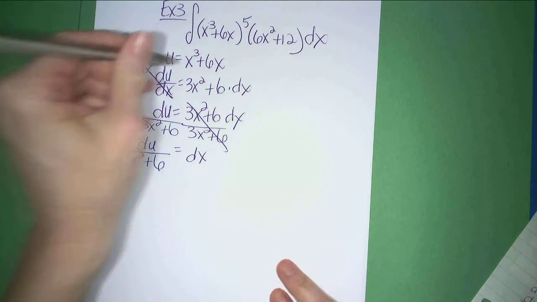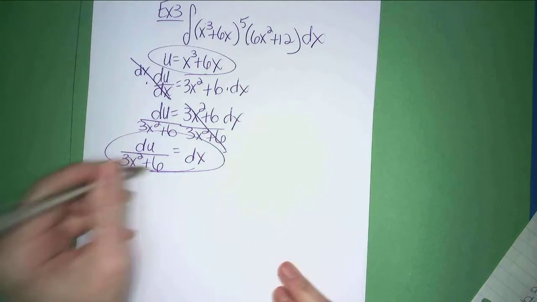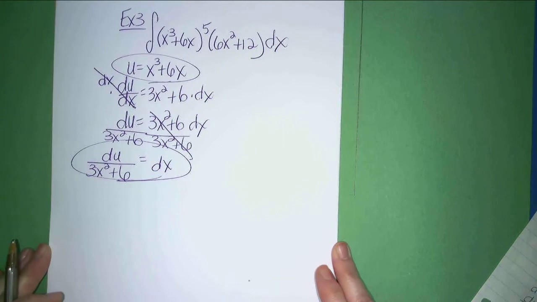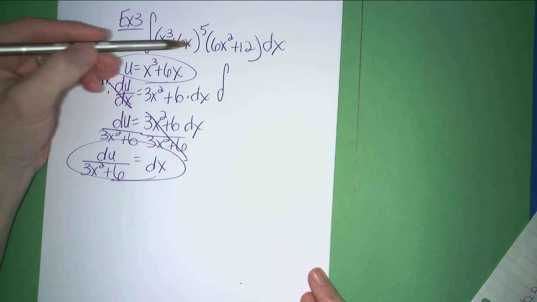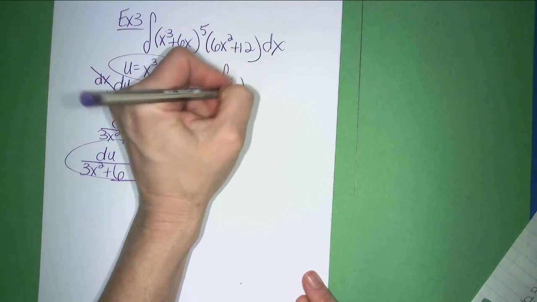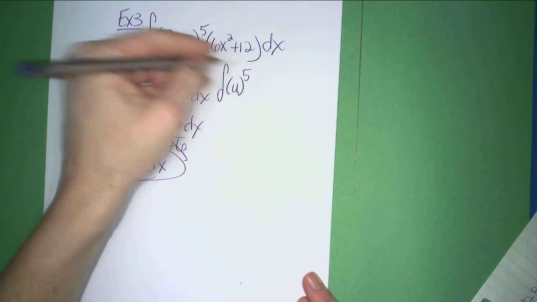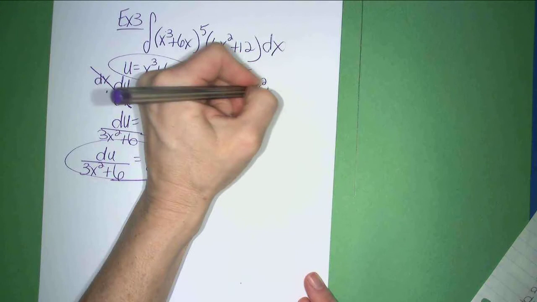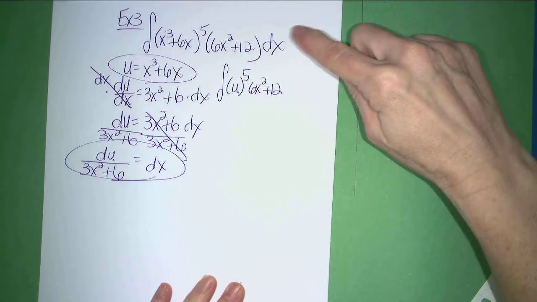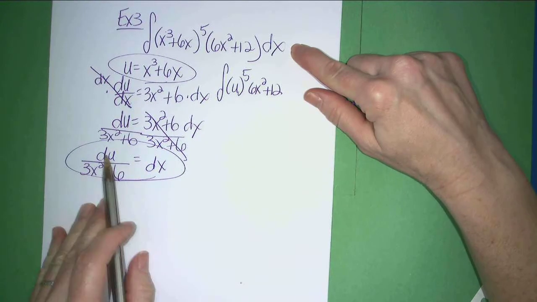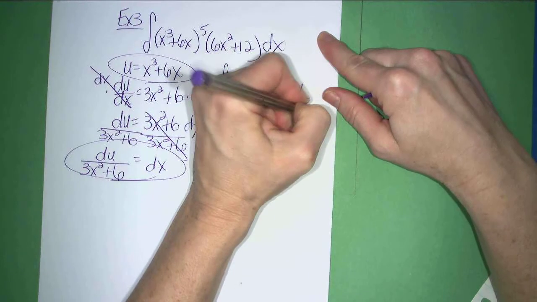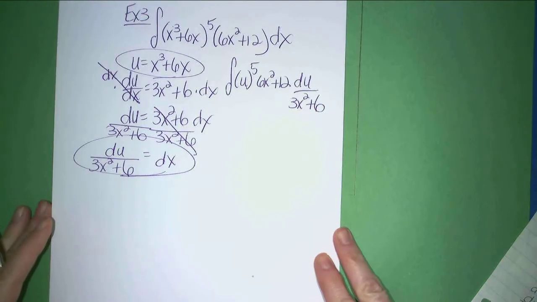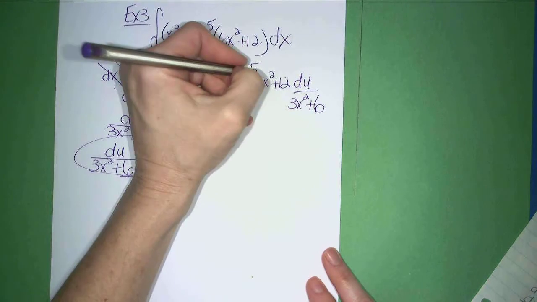I only need the top and the bottom. I'm going to take that information to the right. I'm going to plug my u right here, so I have u to the 5th. I'm going to copy down 6x squared plus 12, and I'm going to replace dx with du over 3x squared plus 6.